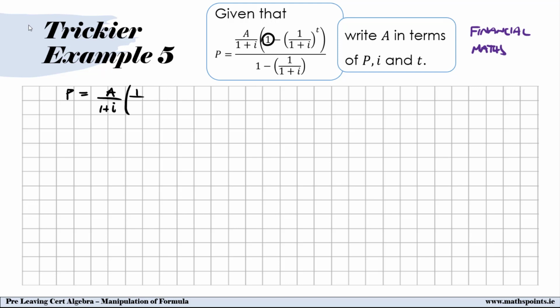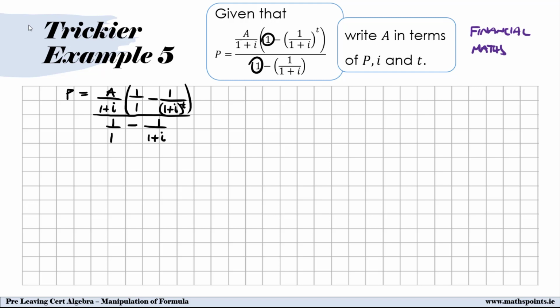now this 1, I'm just going to write as a fraction, 1 over 1, minus, where I have 1 over 1 plus I to the power of t, that's the same as 1 to the power of t, which is just 1, over 1 plus I to the power of t. And I close my bracket. And then that's all over this 1 again, I'm just going to write as a fraction, 1 over 1, and then minus 1 over 1 plus I.